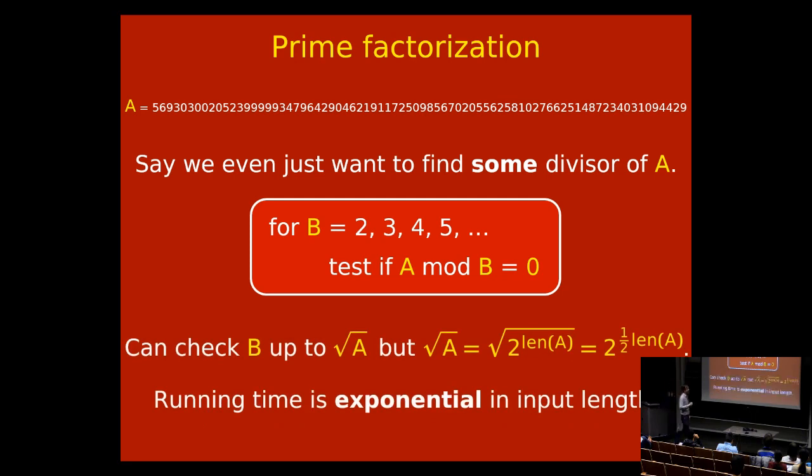And in particular, if you want to think about it not with these vivid concrete numbers, but theoretically, you probably know that you can stop this check once b gets up to root a, because if a number has some non-trivial factor, it has to be at most the square root of a. But square root of a is like square root of 2 to the length of a, which is like 2 to the half the length of a. So if the length of a is n, then this is like 2 to the n over 2, which is an exponential time algorithm.